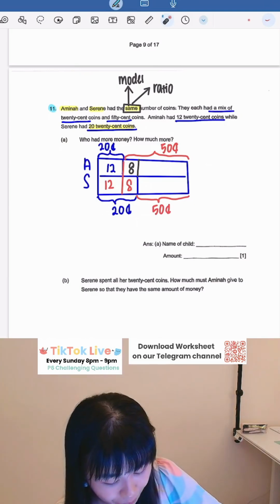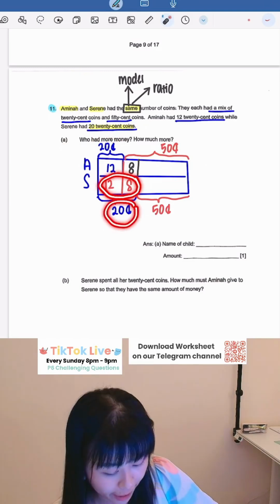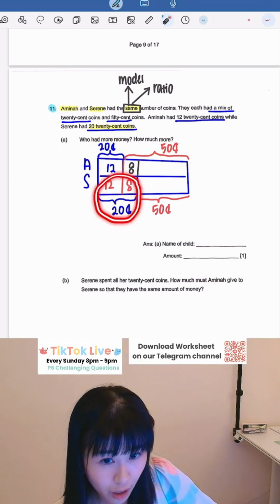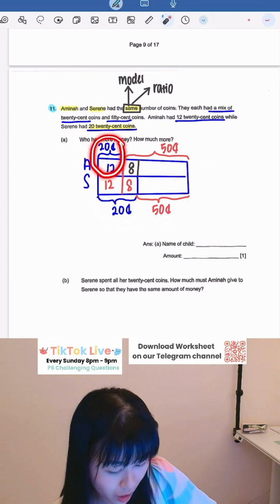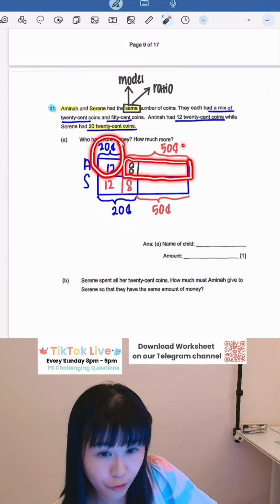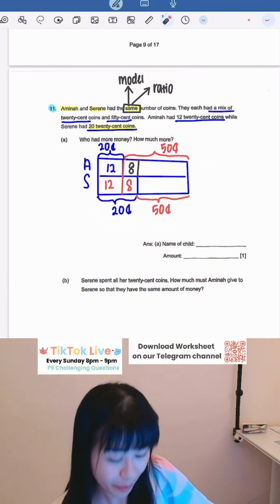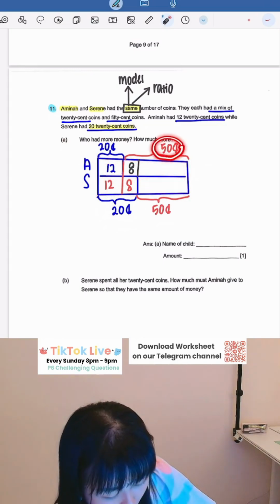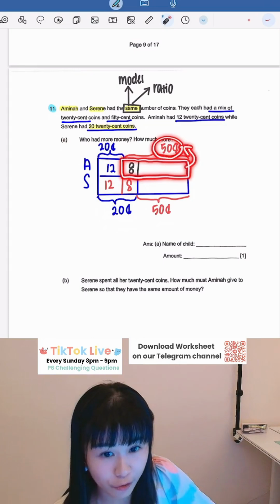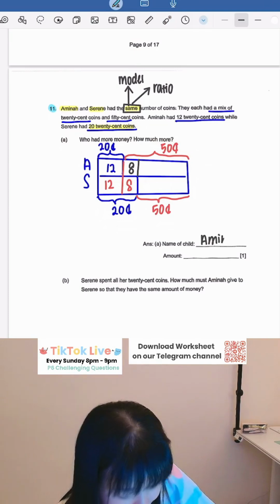Because Amina has 12 20-cent coins, while Serene has 20 20-cent coins, which in other words, if you have more 20-cent coins, you will have fewer 50-cent coins. If you have fewer 20-cent coins, you have more 50-cent coins. And if you have more 50-cent coins, you are going to have more money, because they have the same quantity of coins. So the one with more of the higher value, which is 50 cents, will have more money. I hope it makes sense to you.